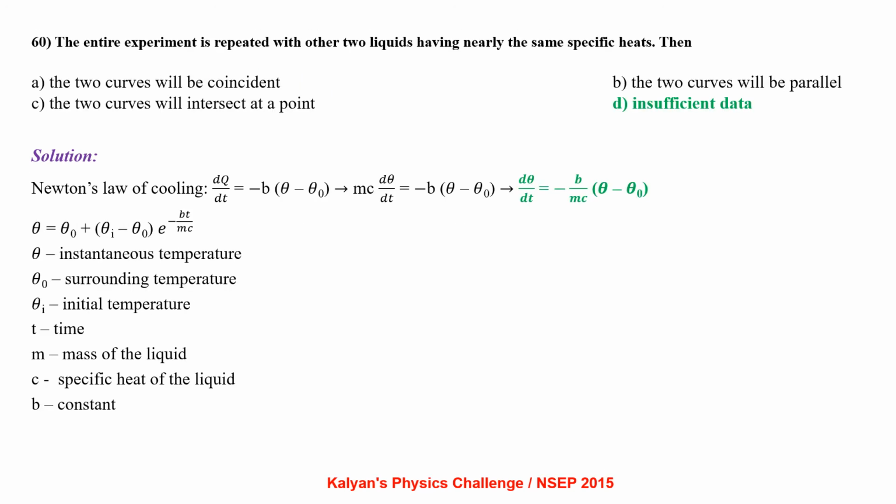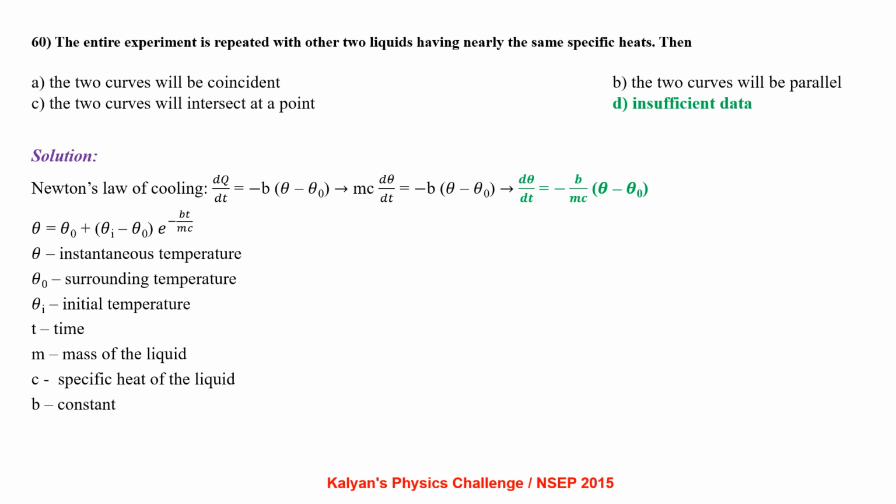The entire experiment is repeated with other two liquids having nearly same specific heats. Then the two curves will be coincident, the two curves will be parallel, the two curves will intersect at a point. Insufficient data.